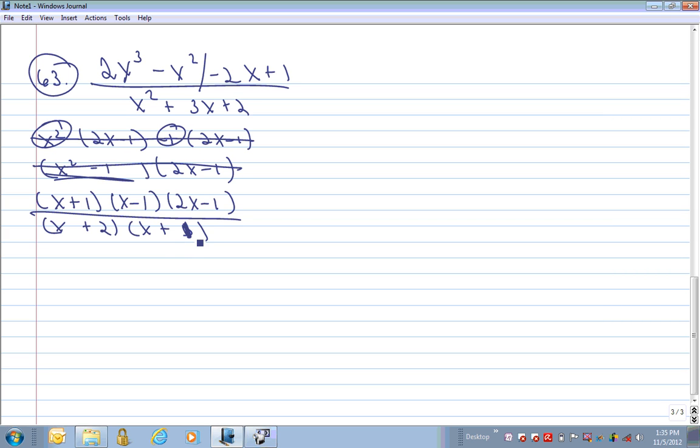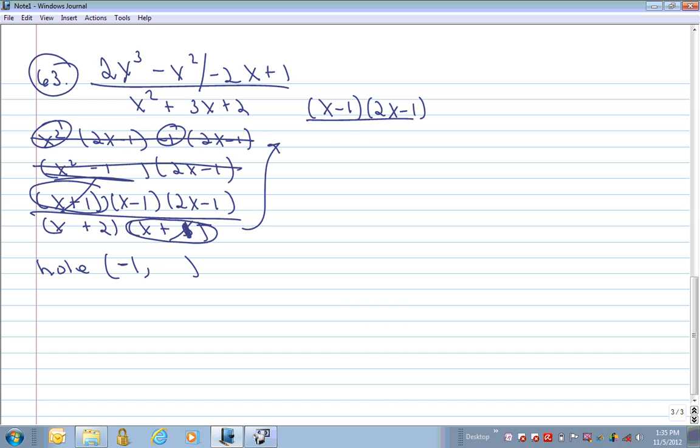All right, notice we have a cancellation, the x plus 1 with the x plus 1. They're going to cancel, and that's going to be our hole in our graph in just a minute. So I'm going to write down here hole. And I know my hole is where this would be 0, which would be negative 1 for my x value. I'll find the other value for that in just a minute. Once I find that hole, I'm going to go ahead and simplify my equation. My equation now is x minus 1, 2x minus 1 over x plus 2.